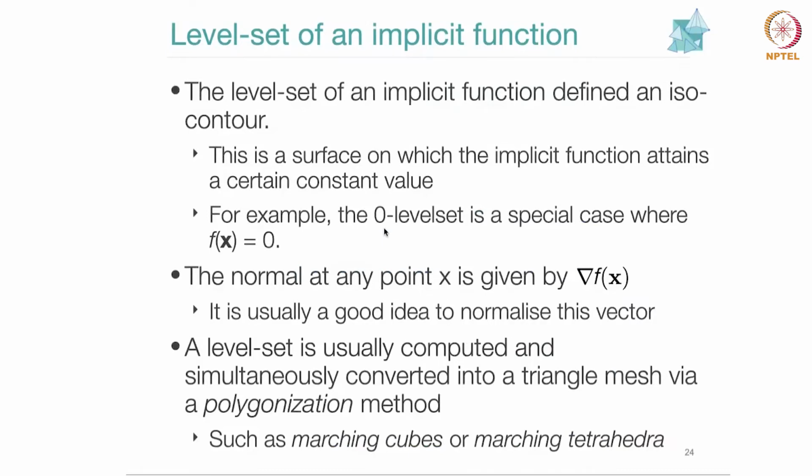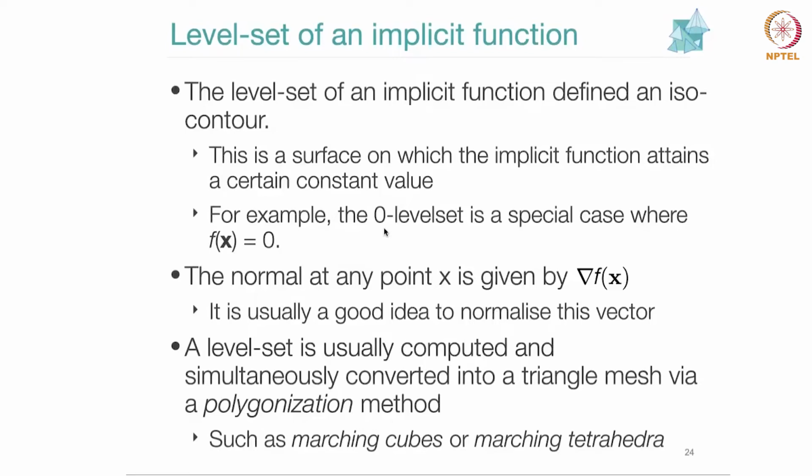The level set of an implicit function is defined as an isocontour. So whenever you hear the word isocontour or isosurface or level set, it's the same thing. Basically, you carve out a surface from that implicit function, right? In a sense, this is a surface on which the implicit function attains a certain constant value. For example, the zero level set is a special case. We have seen all the points that satisfy f(x) equals 0. In that case, 0 is the level set of that implicit function.